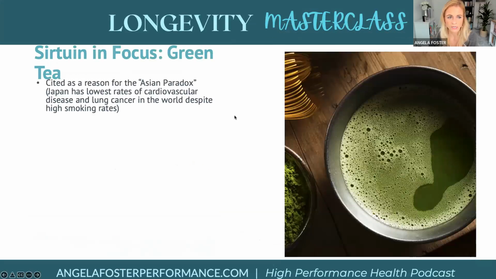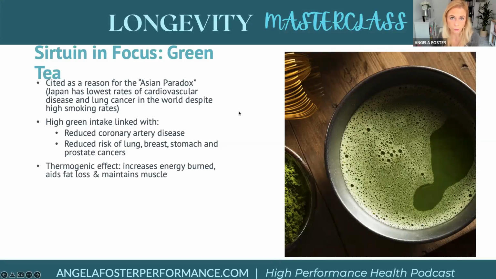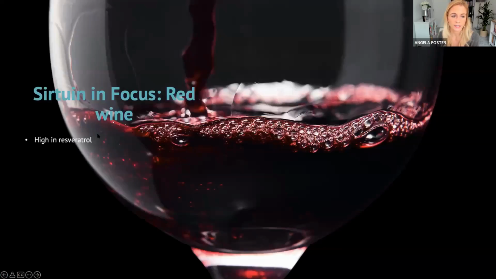Green tea, also amazing. It's been linked with reductions in coronary artery disease and reduced risk of certain types of cancer. It increases the energy that you're burning as well through that SIRT1 activation. You can take it in capsule form as well. And if you look at the Okinawans, which is one of the blue zones, they've got really high intake of green tea and leafy greens and spices. And again, they have a very high number of centenarians, despite being one of the poorest places, interestingly.